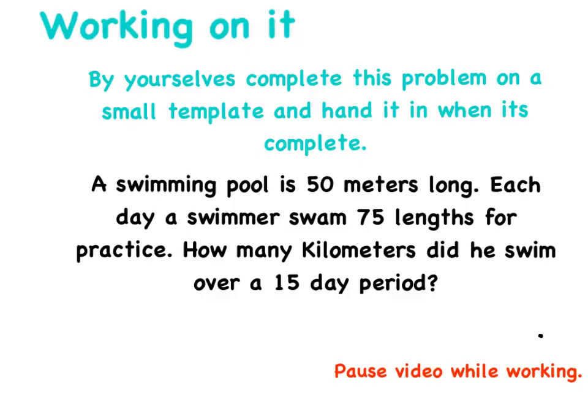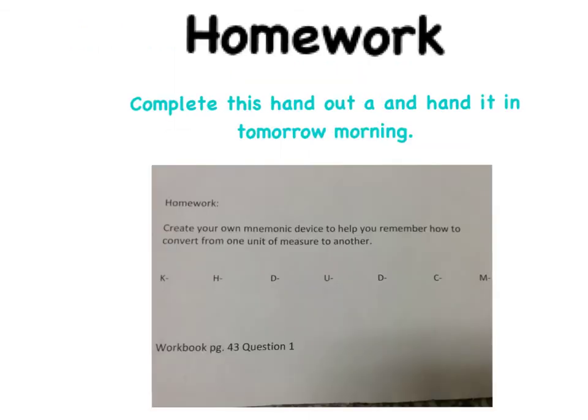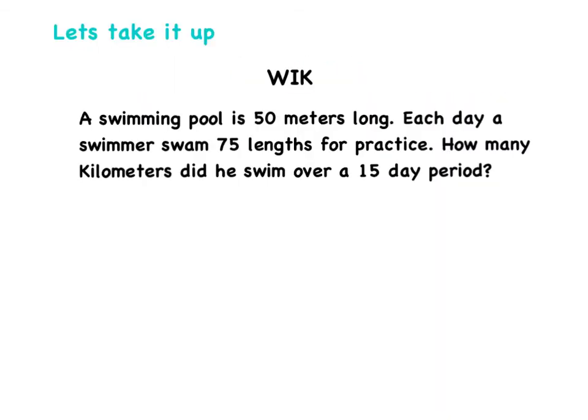By yourselves, complete this problem on a small template and hand it in when it's complete. A swimming pool is 50 meters long. Each day, a swimmer swam 75 lengths for practice. How many kilometers did he swim over a 15-day period? Exit ticket. Calculate, then hand in. Make sure to show your work. For homework, complete this handout and hand it in tomorrow morning.